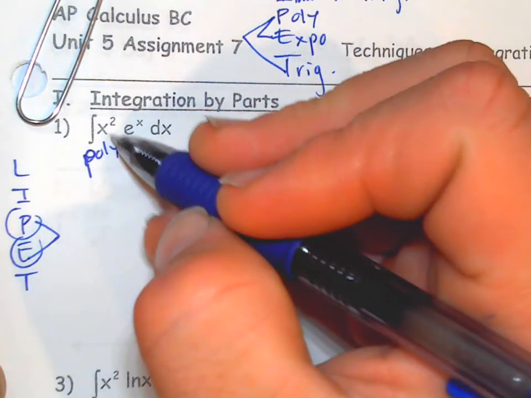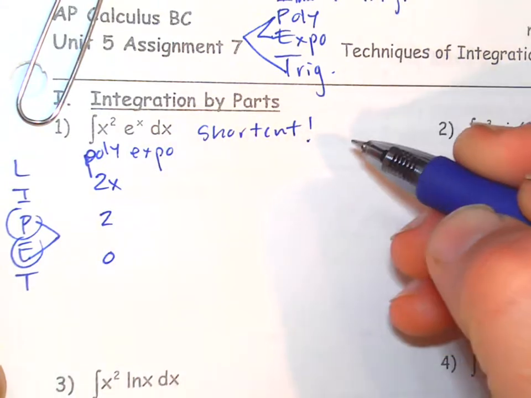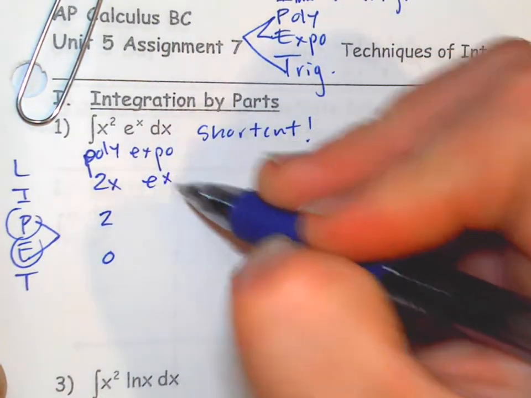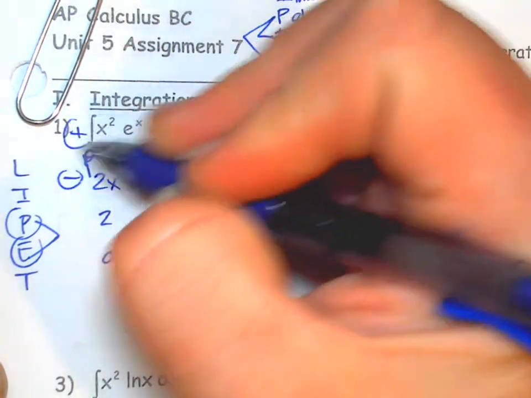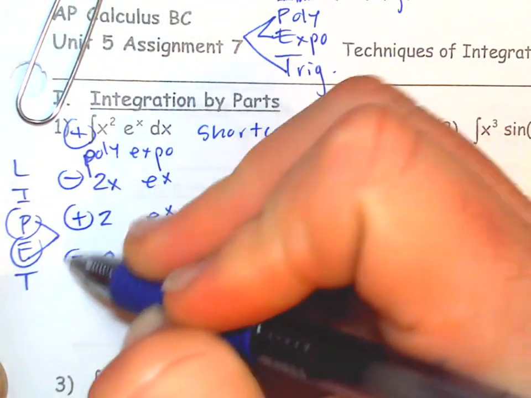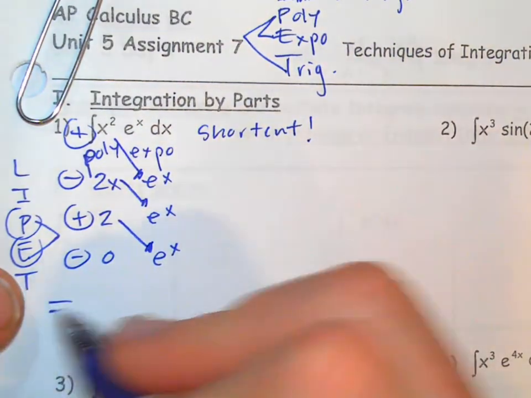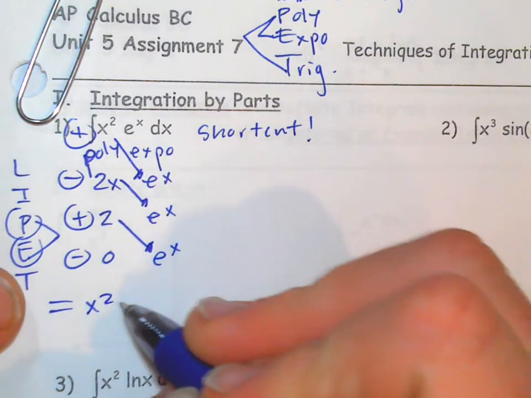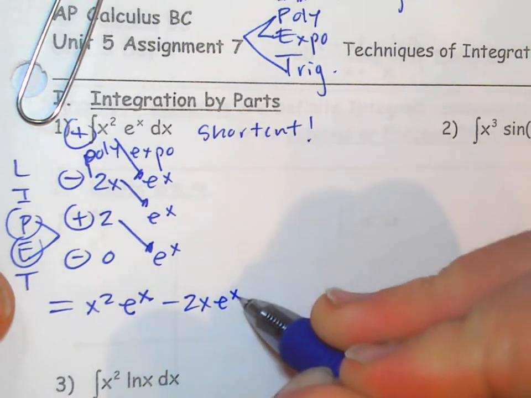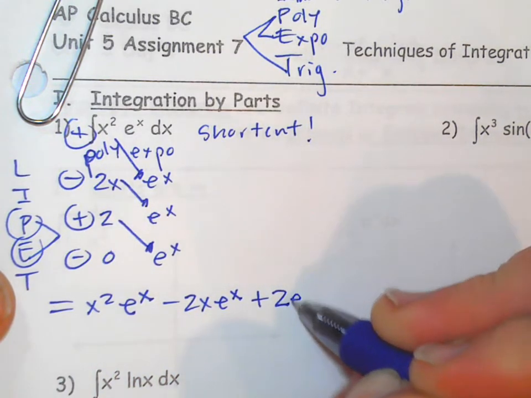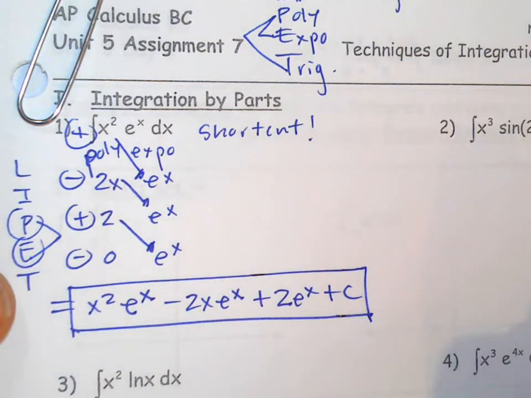The shortcut is you take the derivative of the polynomial until it goes to 0. The other one you integrate. E to the x, e to the x, e to the x. You do plus, minus, first one's positive, alternate sign, and you go down on a diagonal. So the answer is going to be x squared e to the x minus 2x e to the x plus 2 e to the x plus c. That's it.